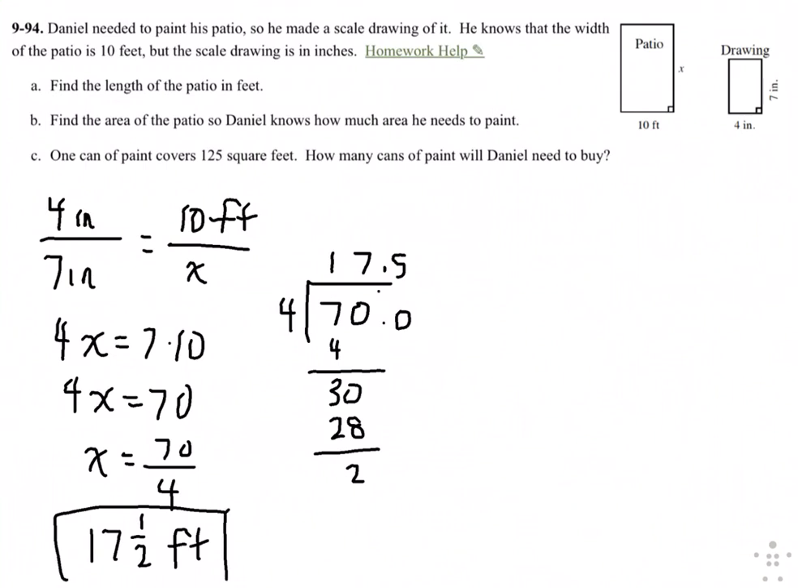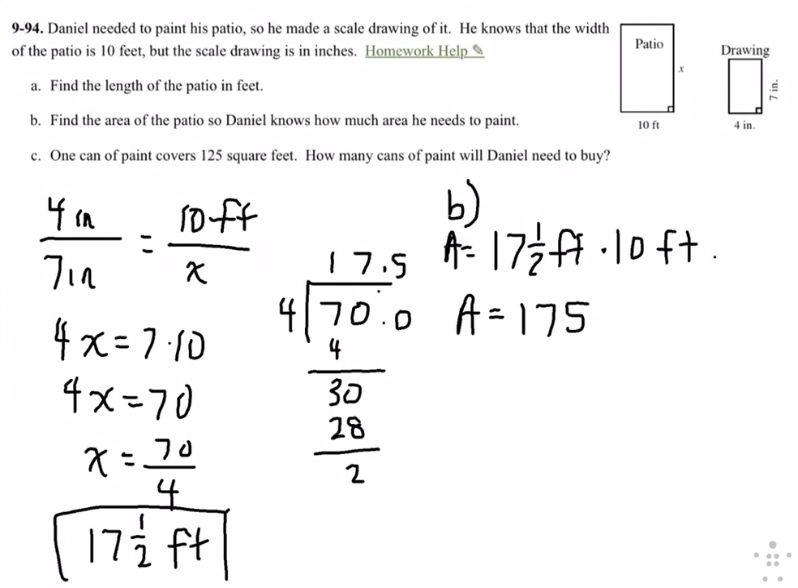Okay, find the area of the patio so Daniel knows how much area he needs to paint. Okay, so this, then, we know the length is 17 and a half feet, right? This is B, right? Area equals 17 and a half feet times 10 feet, right? And if we multiply that, that comes out to be 175 feet squared, right? Feet times feet is feet squared.